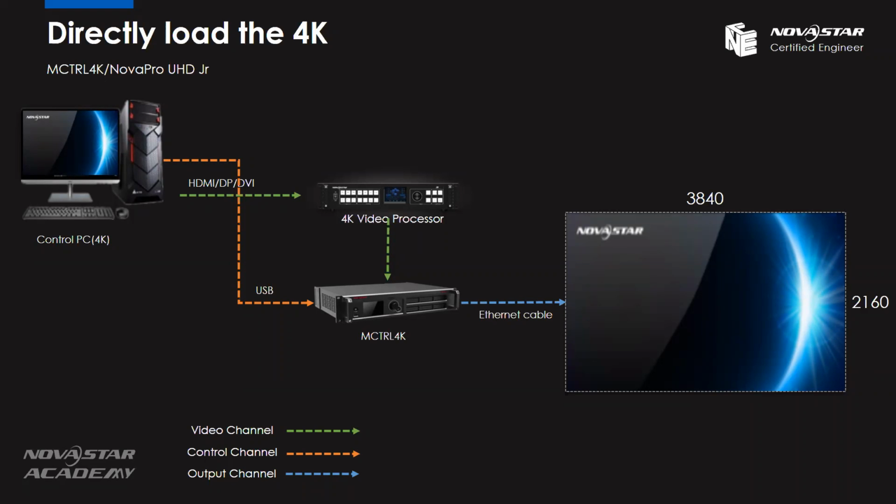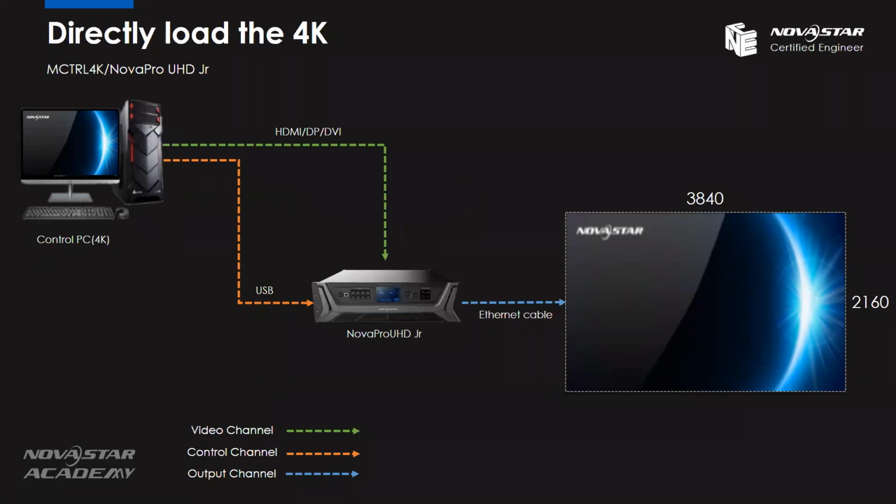And you may be wondering, for the 1080p level, we have the sending card choices M-Control 660 or M-Control 600. But at the 4K level, do we also have an all-in-one choice? Of course, we have another device, named Nova Pro UHD Junior. So we can also use one piece of Nova Pro UHD Junior to finish the 4K project design. As you can see, we do not use a 4K video processor anymore, because the Nova Pro UHD Junior is just like an M-Control 4K and a video processor combined together.